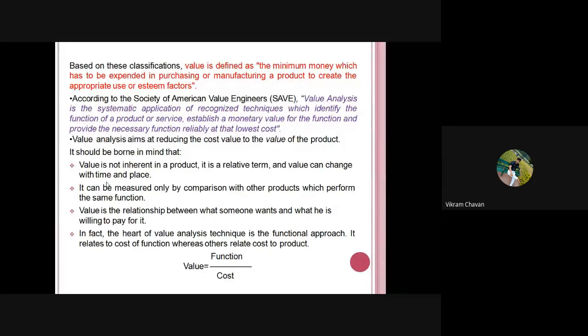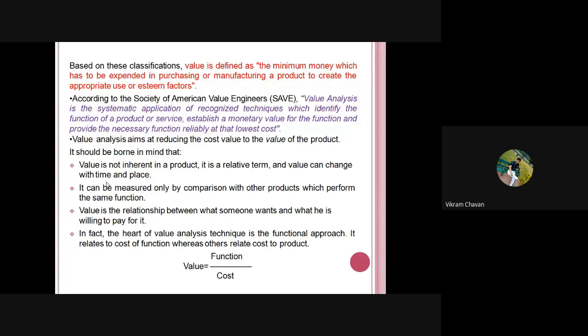Value can be measured only by comparison with other products which perform the same function. Value is the relationship between what someone wants and what he is willing to pay for it. In fact, the heart of the value analysis technique is the functional approach. It relates to the cost of a function, whereas others relate to the cost of the product.